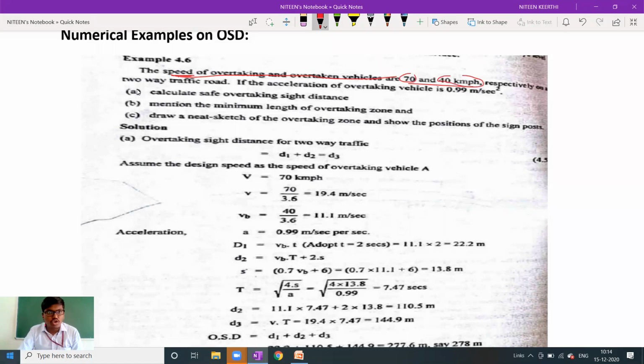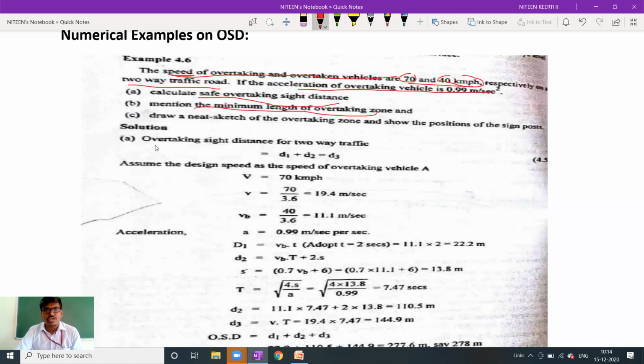And respectively on a two-way traffic road, two-way traffic means there is traffic from both directions, the acceleration of the overtaking vehicle is 0.99 meter per second square. So A he has given directly. He is asking us to calculate the safe overtaking sight distance, OSD, mention the minimum length of overtaking zone, and draw a neat sketch of the overtaking zone and show the position of signposts. So these are what has to be determined.